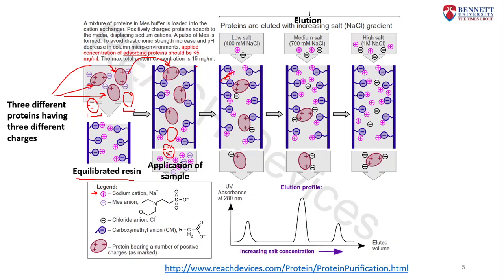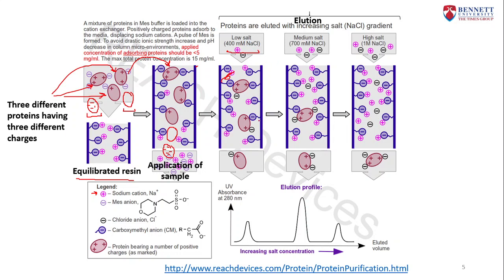So next you need to separate your bound proteins, that is, the positively charged proteins, and different positively charged proteins in this case. So how do you separate the charged proteins one at a time? First, you apply a low salt condition, let's say 0.4 molar sodium chloride.